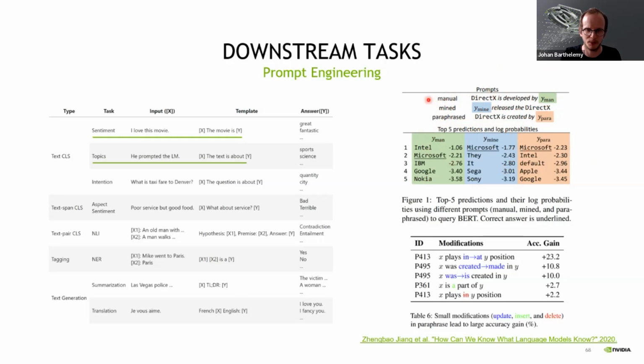For the first prompt, the manual one, it will tell you that it's Intel, which is not correct. For the mined and paraphrased one, it will give you the right answer, Microsoft. But the following answer will not be ordered in the same way. Also, just changing one word, making a substitution, removing a word or adding one in the prompt can change the accuracy a lot. If we just change "in" by "at" in that prompt, we get an accuracy increase of 23%, which is huge because you just change one word. So finding the right way to design the prompt manually can be time consuming and can have a lot of impact on your model.